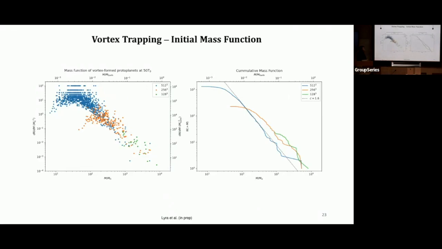But look at the masses that we're forming here. So first, when you do these calculations, we use units that are unitless, so I was measuring the masses in gravitational masses.